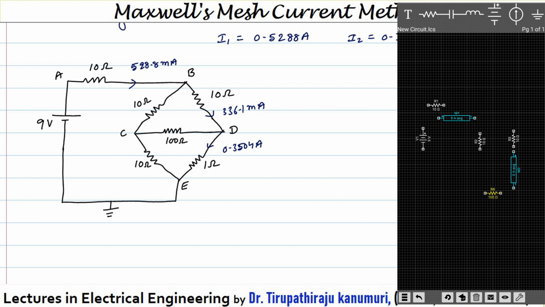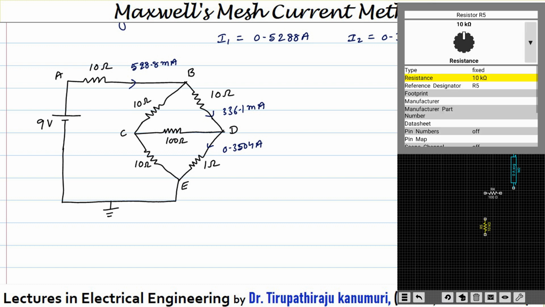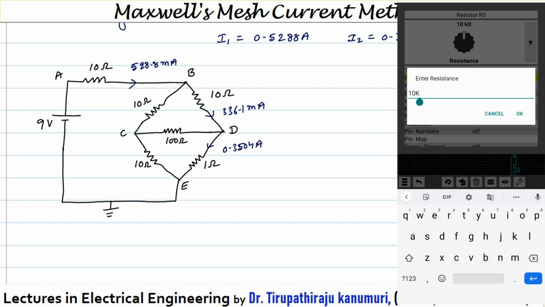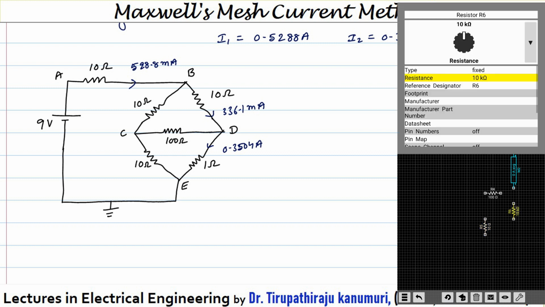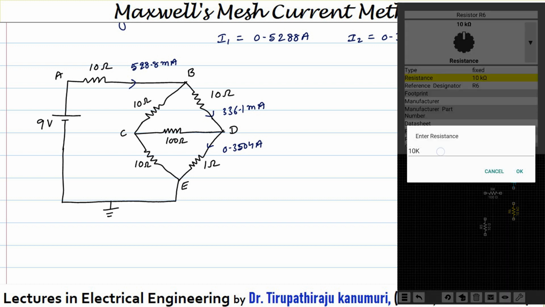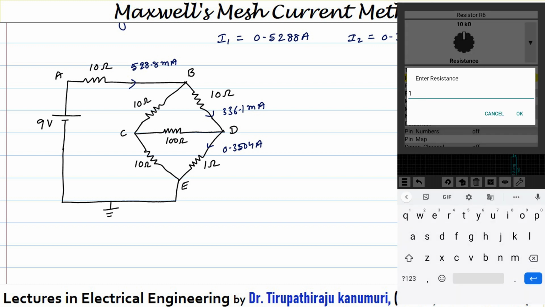Now selecting the 10 ohm resistance. For that I have just rotated it and made it a 10 ohm resistance. Okay, now one more 1 ohm resistance is required. For that I am again selecting the resistance and rotating it. The value of this resistance will be 1 ohm.